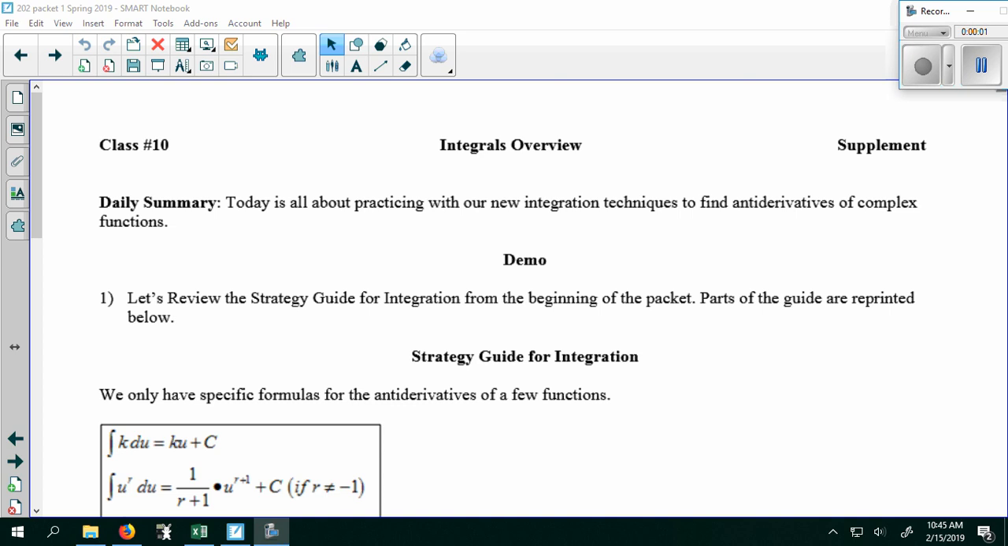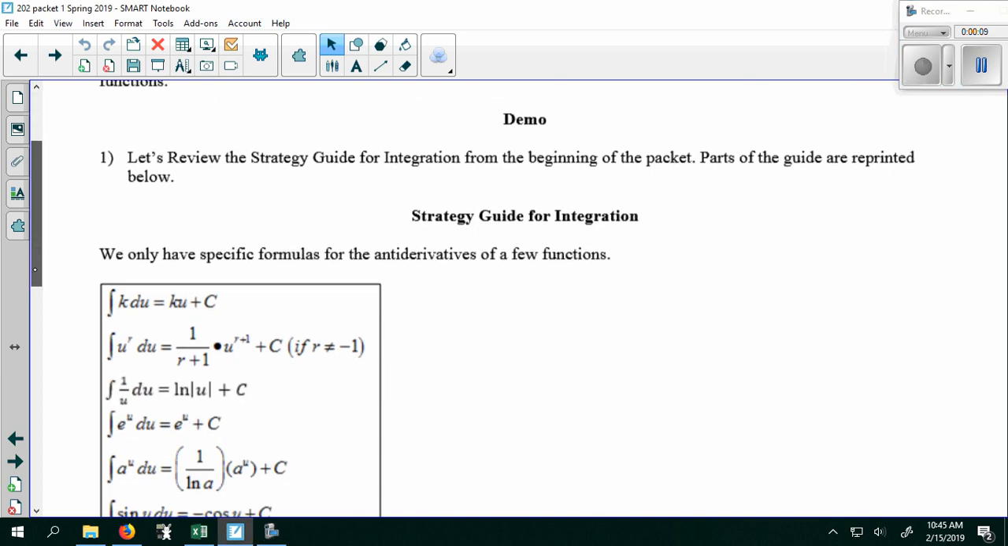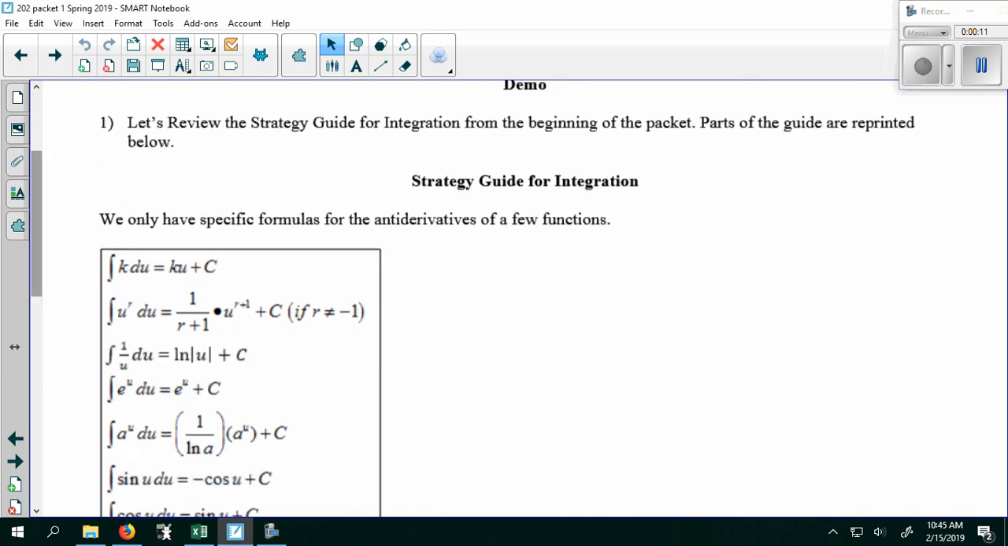All about practicing with our new integration techniques. We want to be able to find antiderivatives of complex functions. So the strategy guide for integration is at the beginning of this packet, and parts of the guide are reprinted for us to go over.